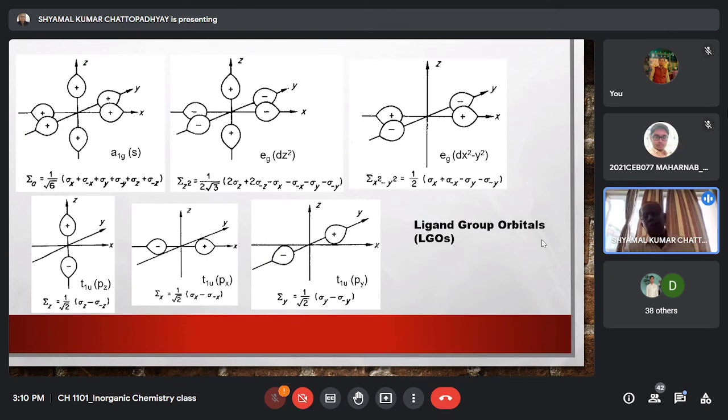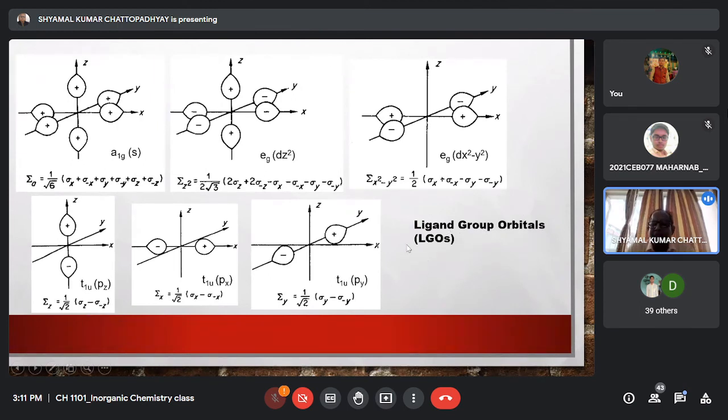Just as I have told you, if I start with 4 orbitals and take linear combinations, we must get back 4 orbitals. Similarly, since we have started with 6 ligand donor orbitals, because in octahedral symmetry we have 6 sigma type ligand orbitals located in the plus x minus x, plus y minus y, and plus z minus z directions, those 6 individual ligand orbitals have been combined in a mathematical way, and from them we have constructed certain ligand group orbitals, right?